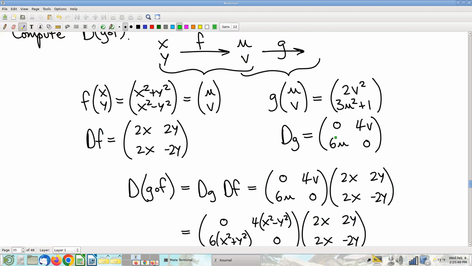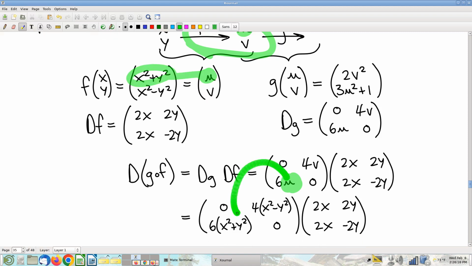Before I multiply, let's get rid of this u. My answer needs to be in terms of x and y. The composition's a function of x and y. I need my derivative to be in terms of x and y. What's this u doing here? Oh yeah, u is the first input to the g function. So it's the first output from the f function, and so u is x squared plus y squared. And I'll substitute that accordingly. And likewise for the v, and then multiply. Everybody okay? Okay.